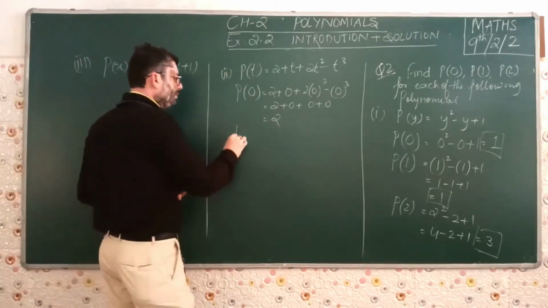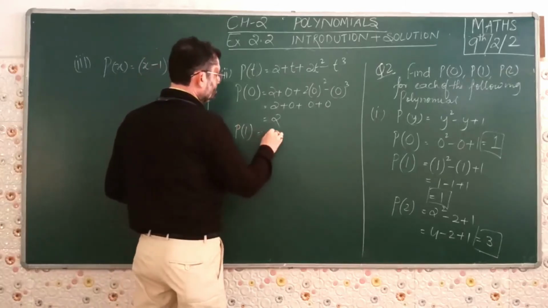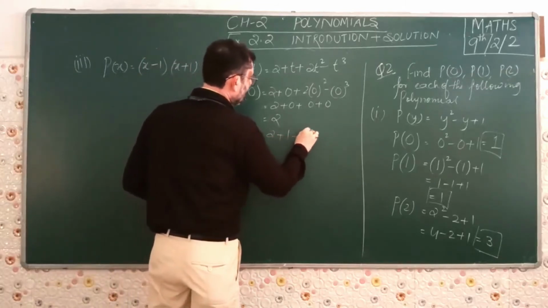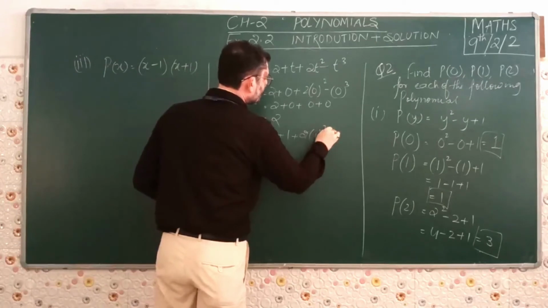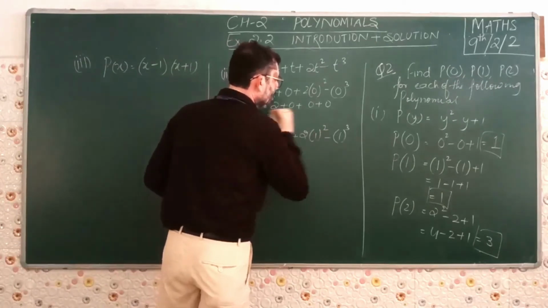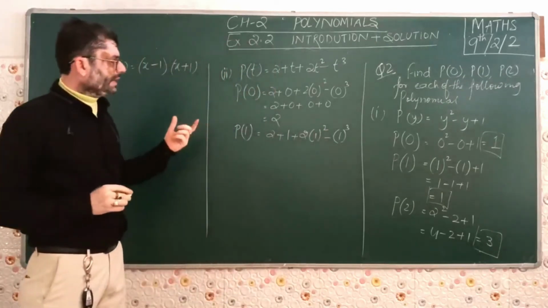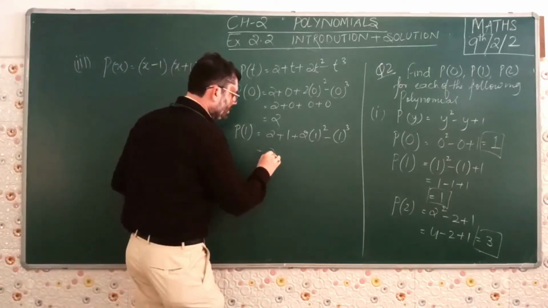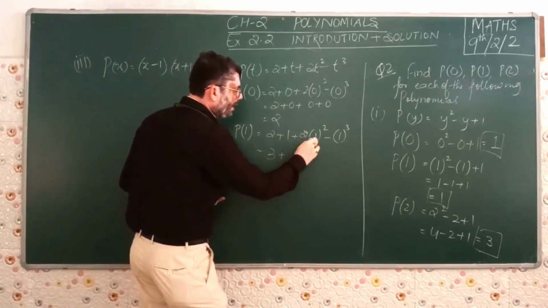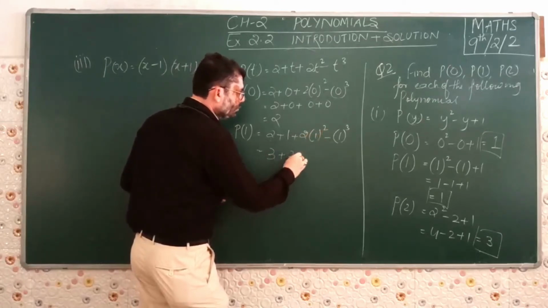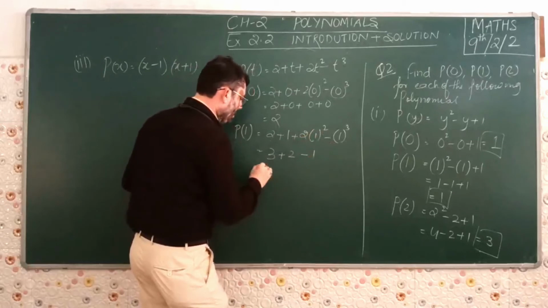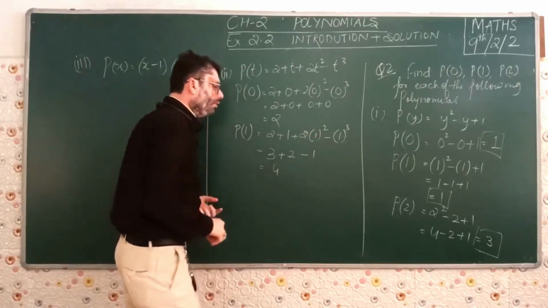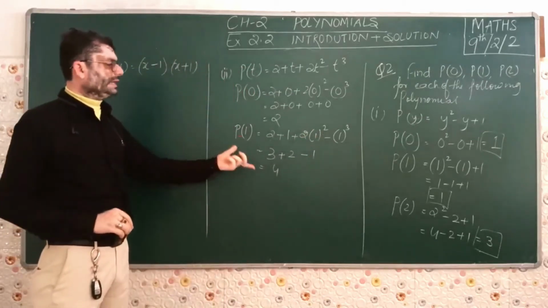Then we will be moving on to P of 1. So 2 plus 1 plus 2 into 1 square minus 1 cube. So we have taken the value of t to be 1. So this is 2 plus 1 is 3, plus 1 square is 1 into 2, minus 1 cube is 1. So this is 3 plus 2 minus 1, 4. That is, the value of P of 1 is 4.